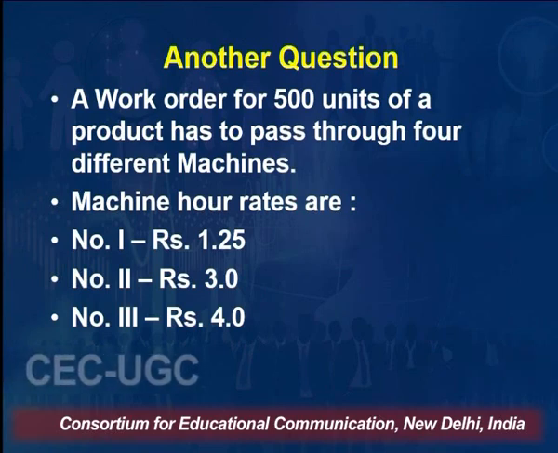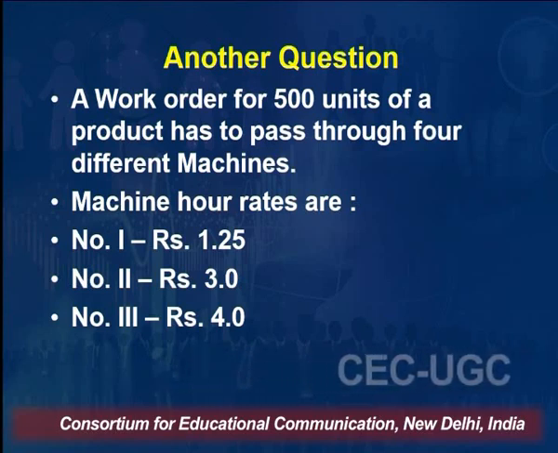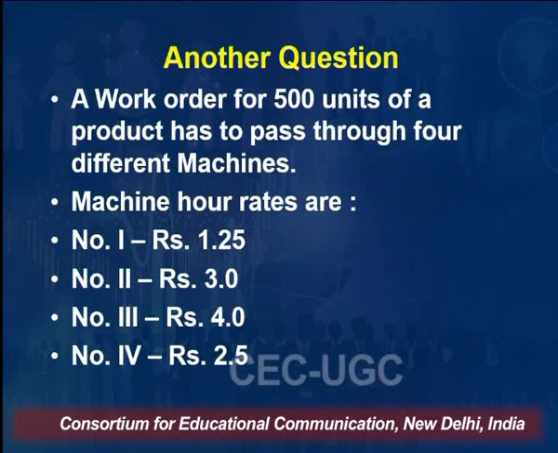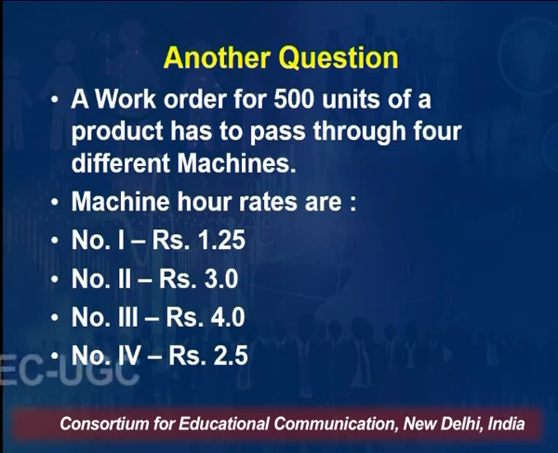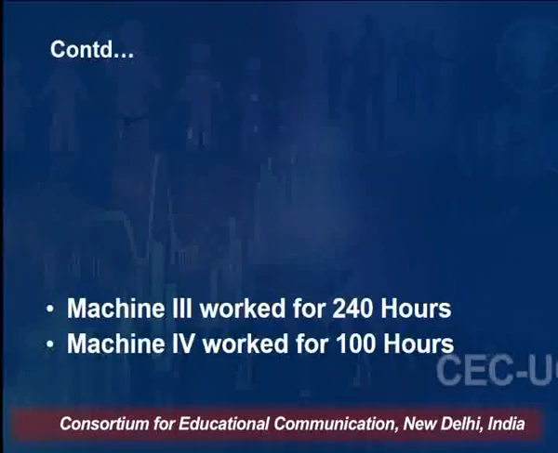Machine number 1 is having a machine hour rate of 1 rupee and 25 paisa. Machine number 2 is having a machine hour rate of 3 rupees. Machine number 3 is having a machine hour rate of 4 rupees, and machine number 4 is going to have a machine hour rate of 2.5 rupees. So the question is reporting that your production has to pass through 4 different machines, and for all these machines the machine hour rate is reported, right?